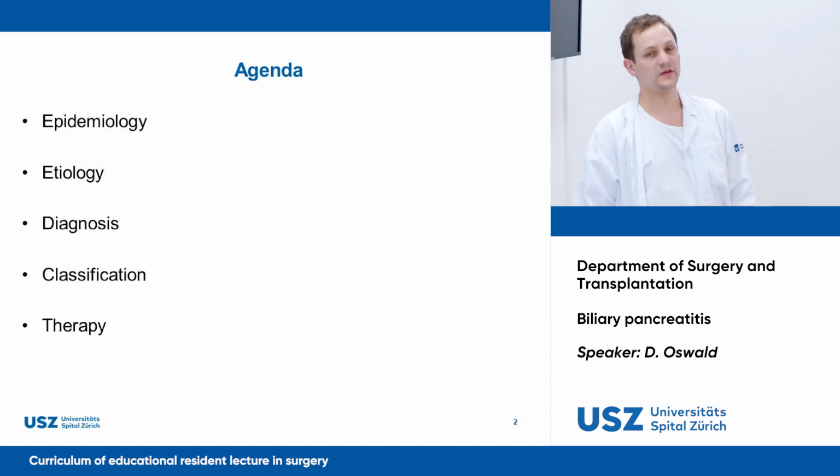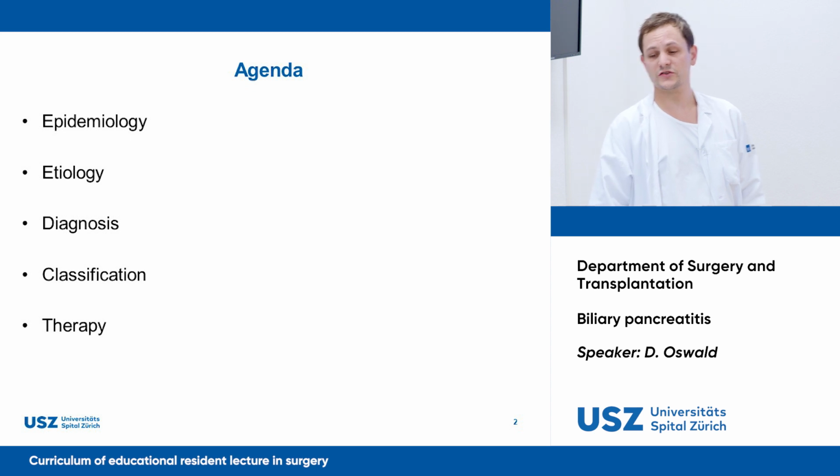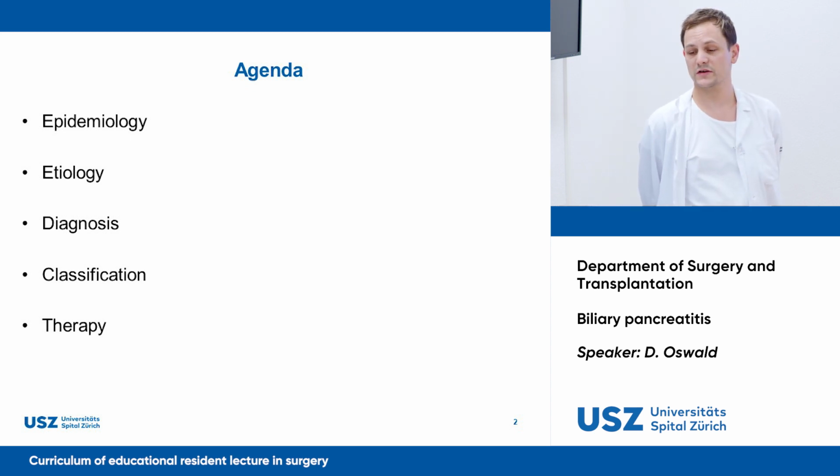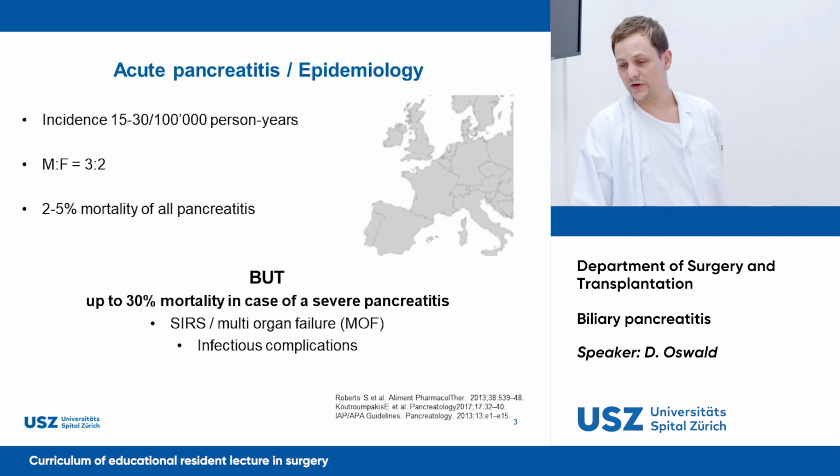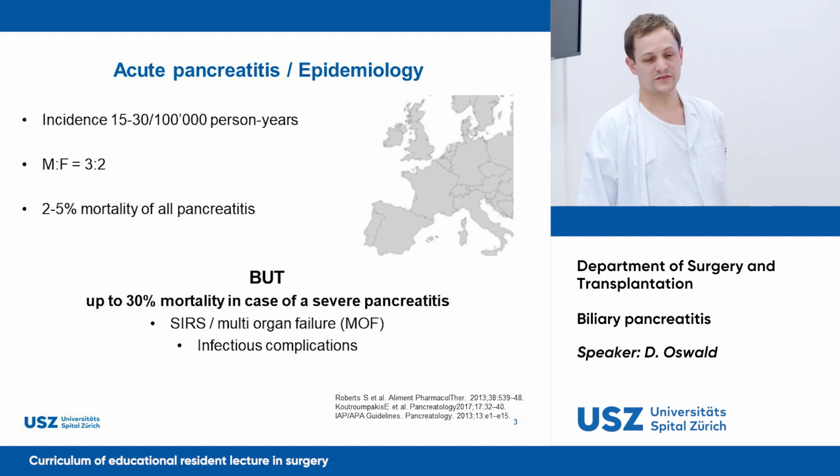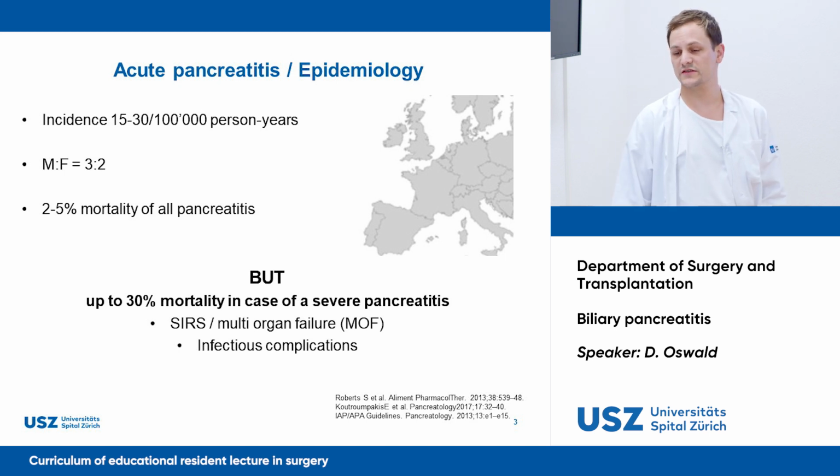Today I'm going to talk about acute pancreatitis in general and some specialties in treatment of biliary pancreatitis. I'm going to talk about the epidemiology, etiology, diagnosis, classification, and the therapy of acute pancreatitis. Acute pancreatitis is a common gastrointestinal disorder. The worldwide incidence has been rising in the last few decades, and in Western Europe it's around 15 to 30 per 100,000 person years. There are more male than female patients, and the mortality rate has fallen steadily in recent decades and is now around 2 to 5% of all pancreatitis.